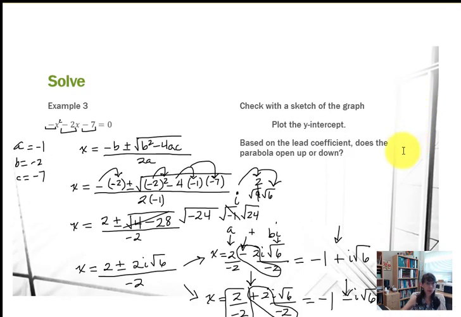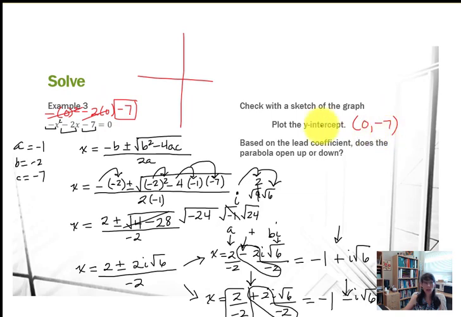And in our last example, plotting the y-intercept, again letting x equal 0. So negative times 0 squared minus 2 times 0 minus 7. So the first two terms are eliminated, and we have negative 7. So 0, negative 7 is our y-intercept. Checking the lead coefficient. See this negative in front of x squared? That means our parabola is opening down. So it would look something like that.